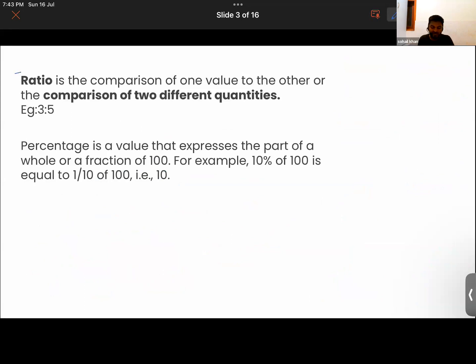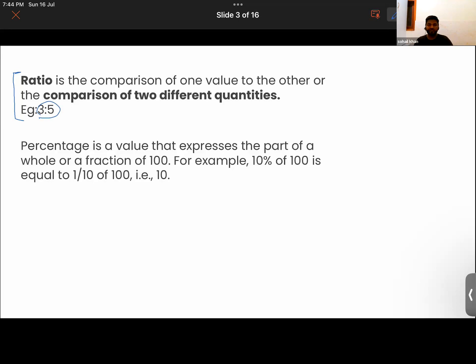Ahmed, read the statement again here. Okay, sir. Ratio is the comparison of one value to the other, or the comparison of two different quantities. Yeah. For example, 3:5 here.